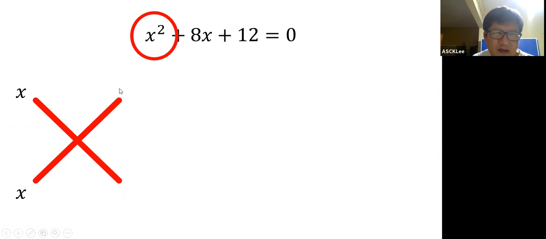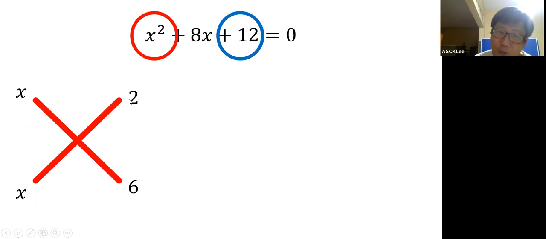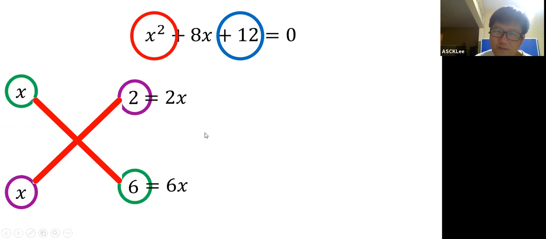So x squared is x times x. Now 12 is 2 times 6. We tried 3 times 4 just now and it didn't work, so we are trying 2 times 6. x times 6 is 6x and x times 2 is 2x. If you add 6x plus 2x, you get 8x. You hit the jackpot. So your factors are simply x plus 2 and x plus 6.